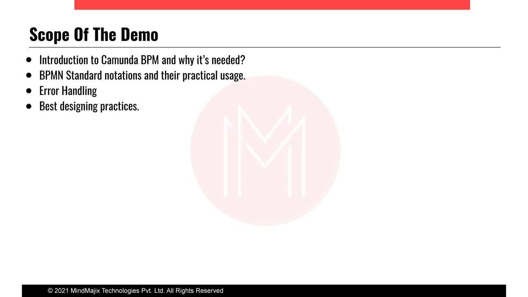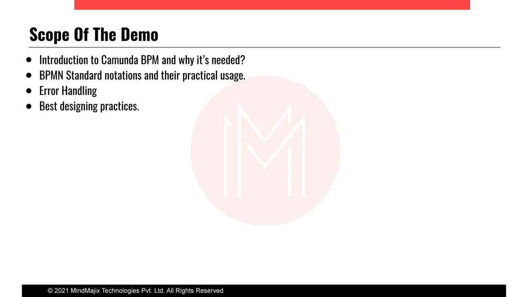So first, let me go through what is BPM. BPM stands for Business Process Management. BPM enables organizations to align business functions with customer needs. When properly executed, BPM has the ability to enhance efficiency and productivity, thereby reducing cost and minimizing error and risk. Camunda BPM is one such tool which is very popular in the BPM space. Various companies in different domains use Camunda BPM for their process automation.